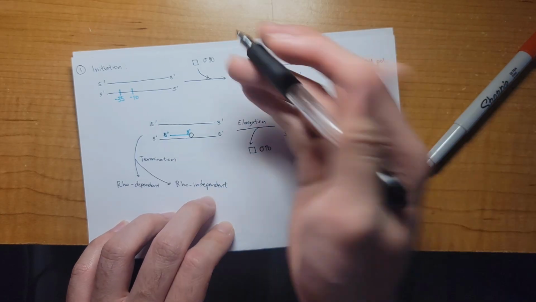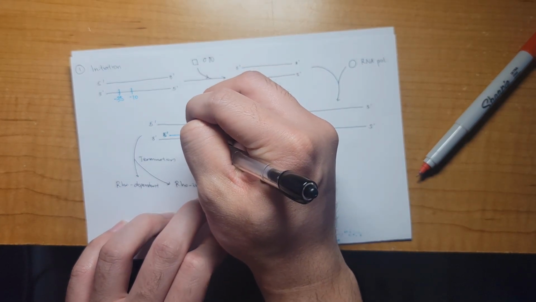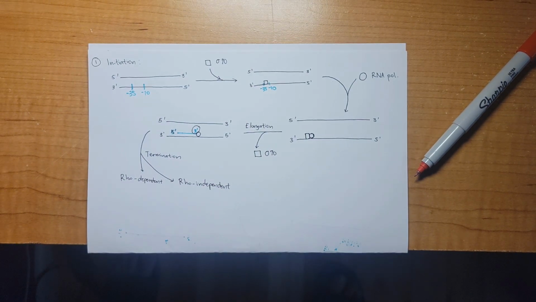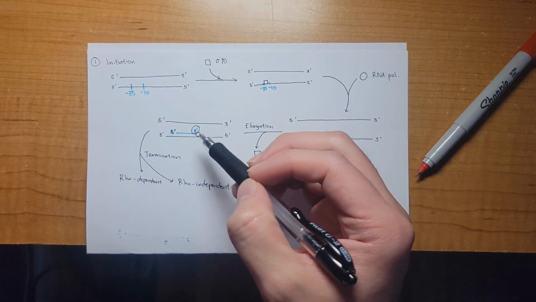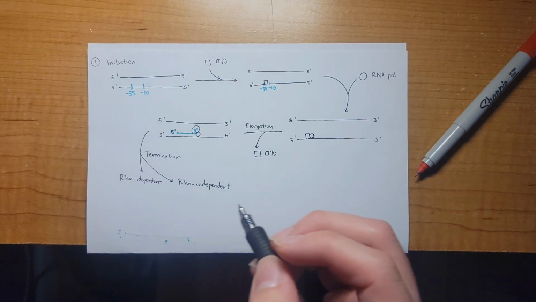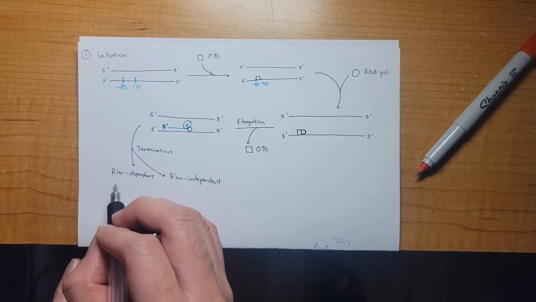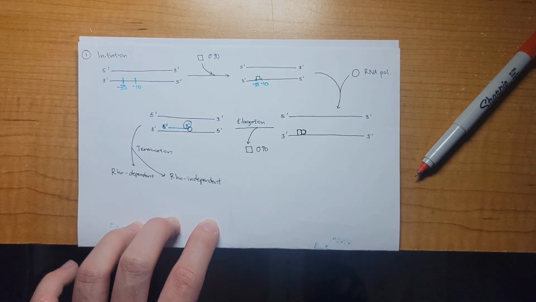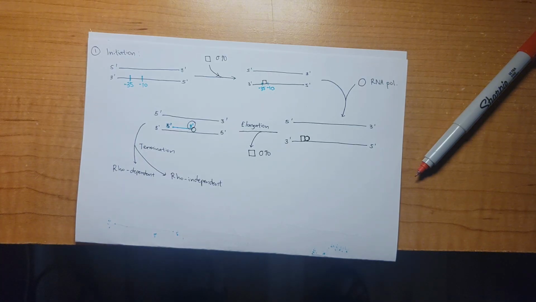An important part: RNA polymerase is always adding at the free 3' OH. Every time you see something being elongated, it's always adding at the free 3' OH, even in DNA replication. After elongation, termination can happen through either rho-dependent termination or rho-independent termination. Let's talk about rho-dependent first because it's easier.